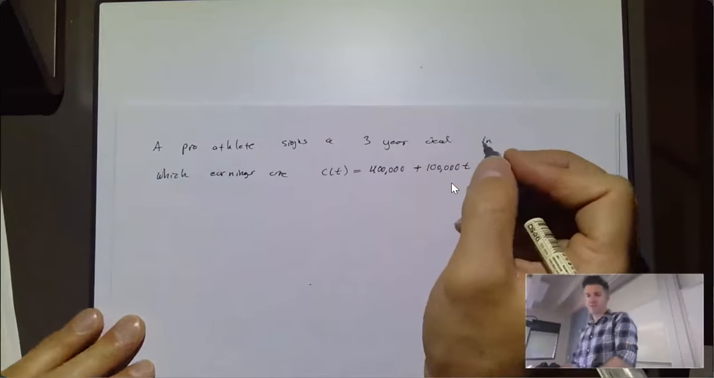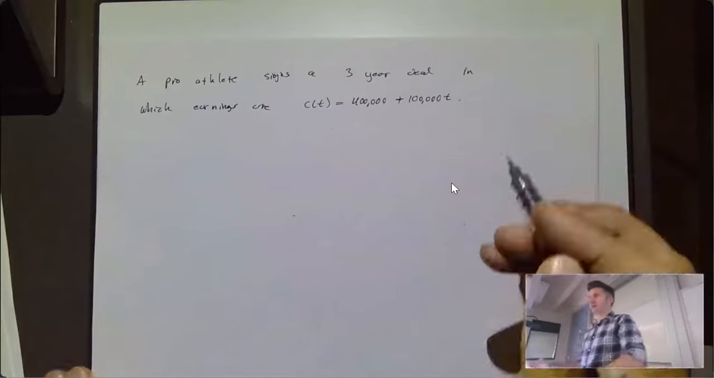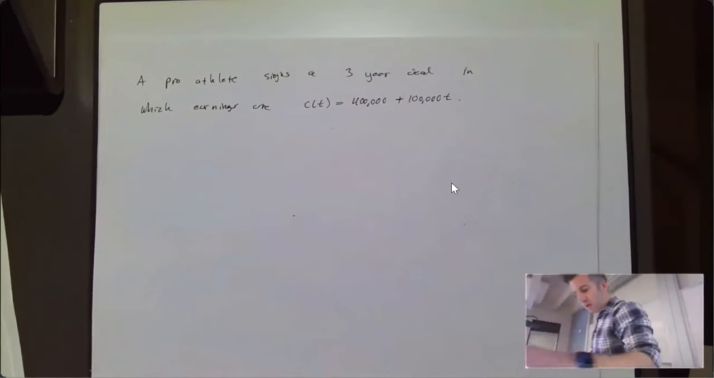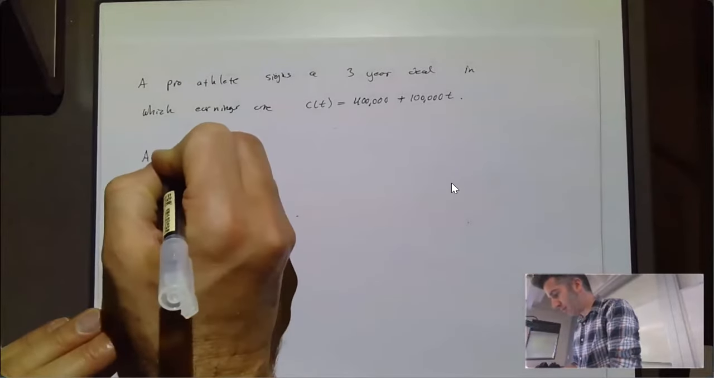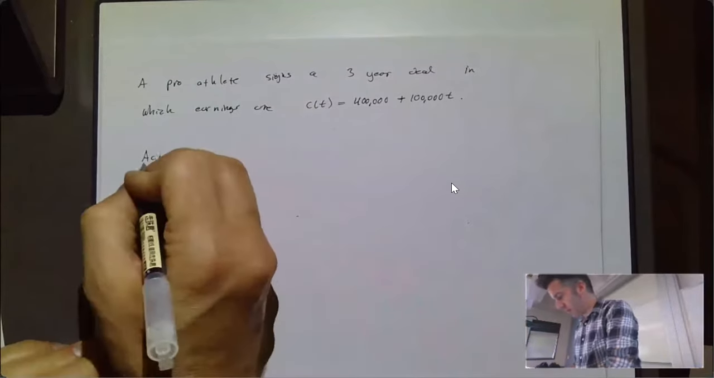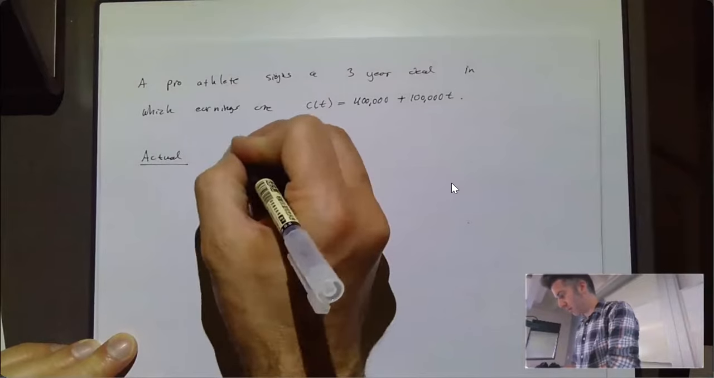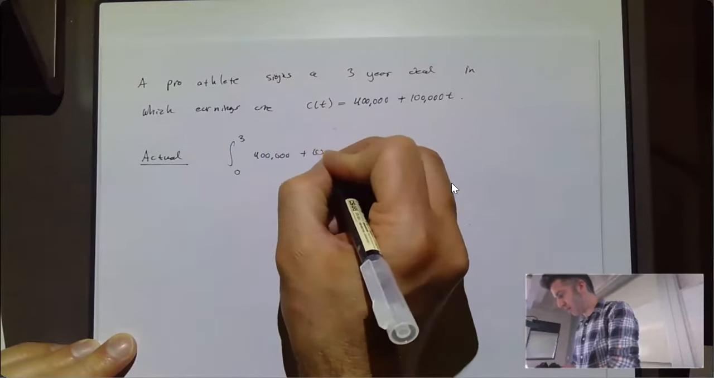I kind of like this problem in the context of a pro athlete deal in that it makes sense to be a limited time period, right? Pro athletes do sign contracts for a certain amount of time and then they expire. So again, the actual income, and we'll talk about the interest rate in a second, is going to be the integral from 0 to 3 of 400,000 plus 100,000 t.